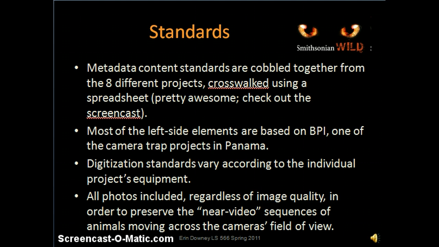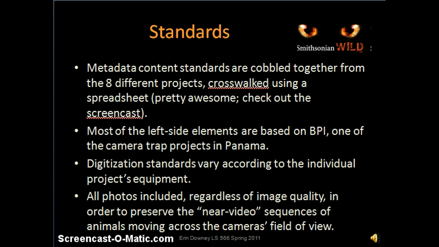Oftentimes they had the same elements, but they were called different things. There was rarely a case of completely different elements or elements that kind of straddled the line between 2 elements in the desired schema. Most of the left side elements they just adapted from BPI, which is what one of the camera traps in Panama was using.